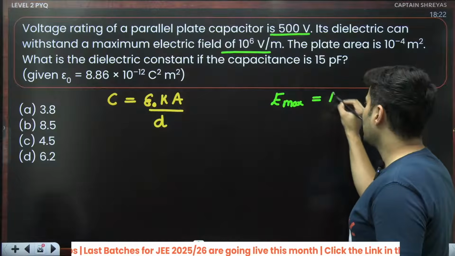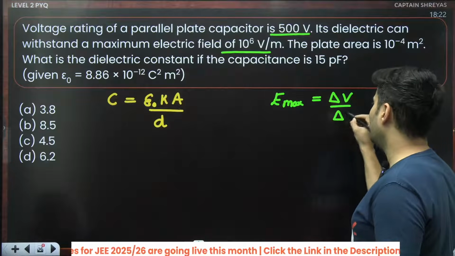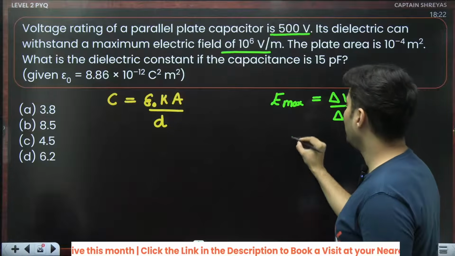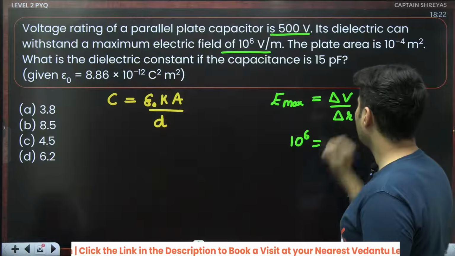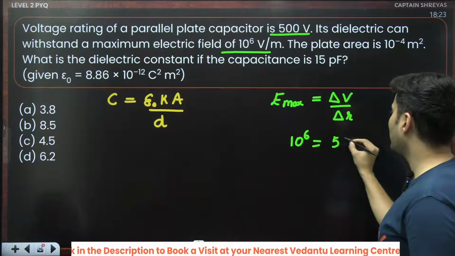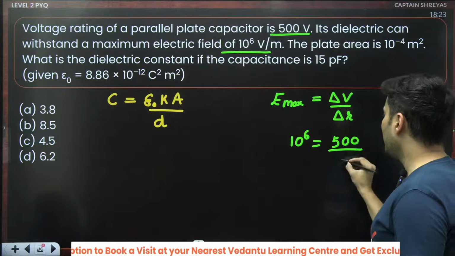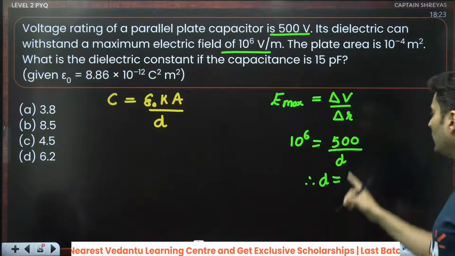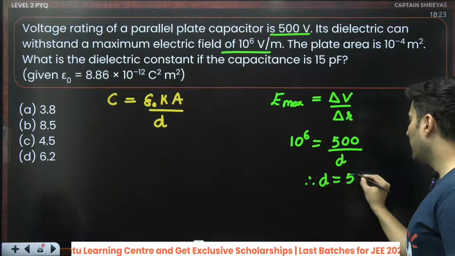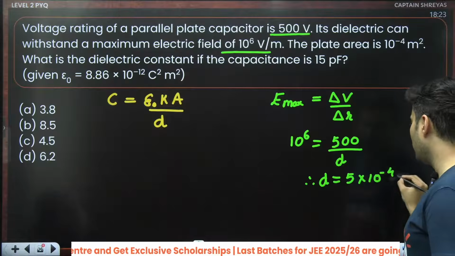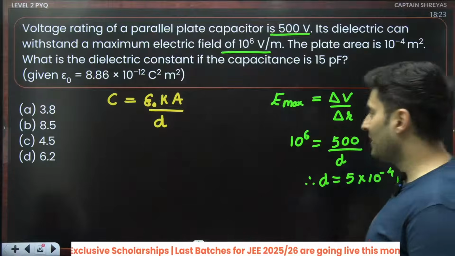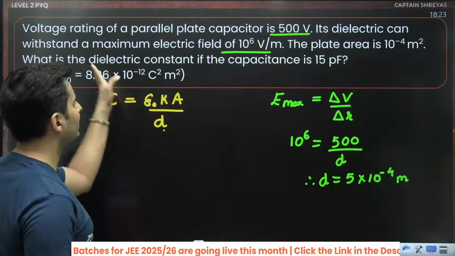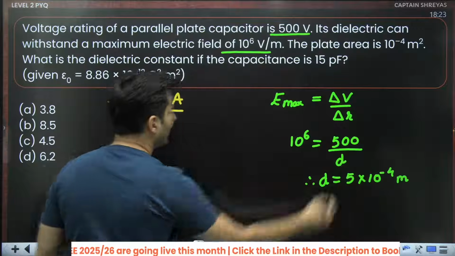Electric field is the voltage upon that distance. This is given to be 10 to the power 6. This delta V is given to be basically 500. This D is the distance between the plates of a capacitor. So what will D be equal to? Two zeros cancel and I'll get 5 into 10 to the power minus 4 meters. That is the distance between the plates. Now substitute that D here. C is given, everything else is given. You will get the answer.